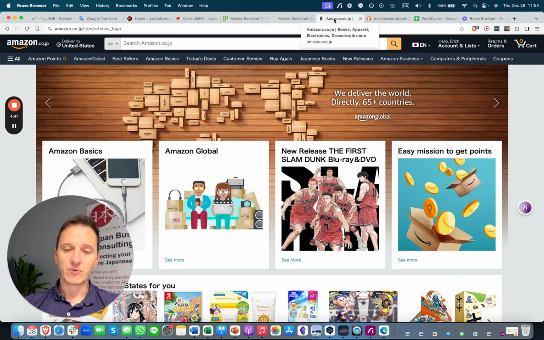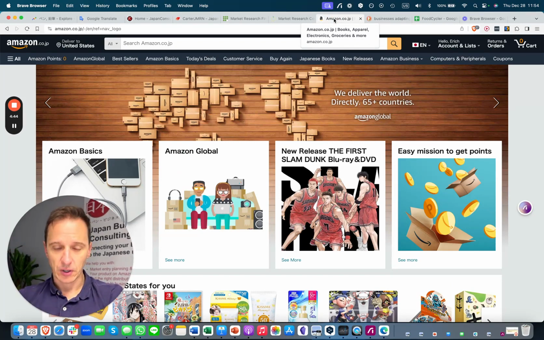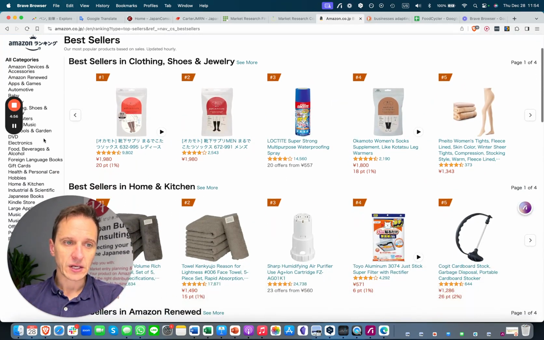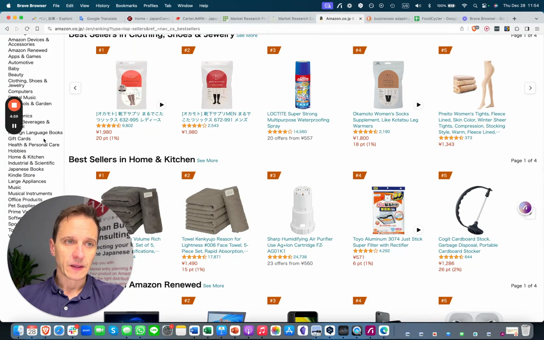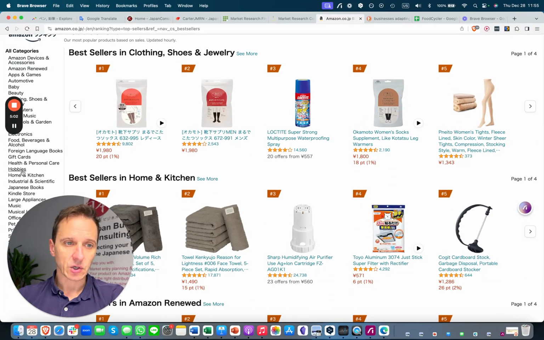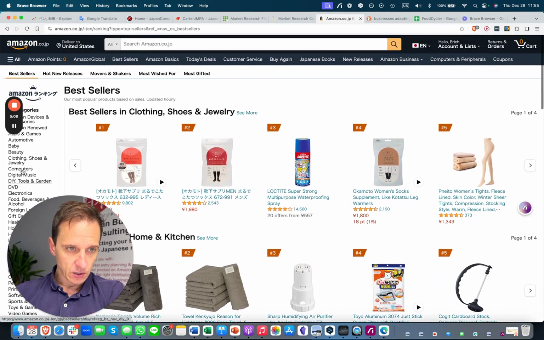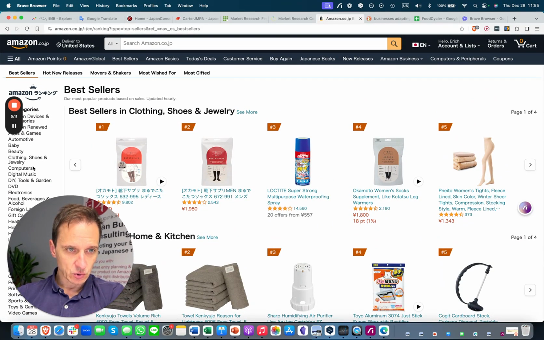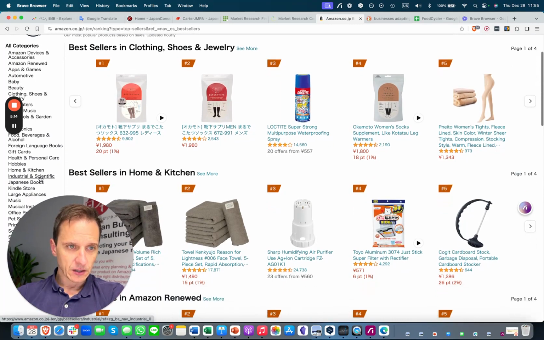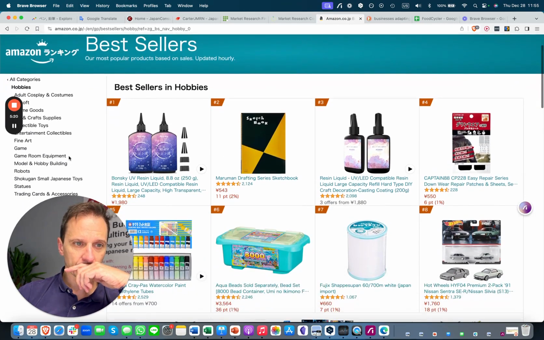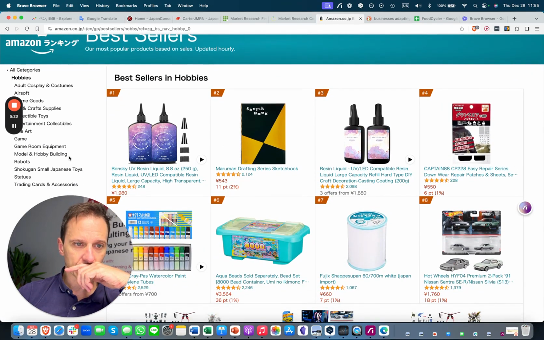Then I briefly touched on this in one of the prior episodes, where you can go to Amazon Japan, amazon.co.jp, and go to the bestsellers page. And here you can go down to look for pens as well. Let's go, for example, to supplies, prime. Let's look at what you're looking for. Devices, jewelry, computers, food, beverage, health, hobbies. That should be in hobbies. Model, hobby building, robots, trading cards.